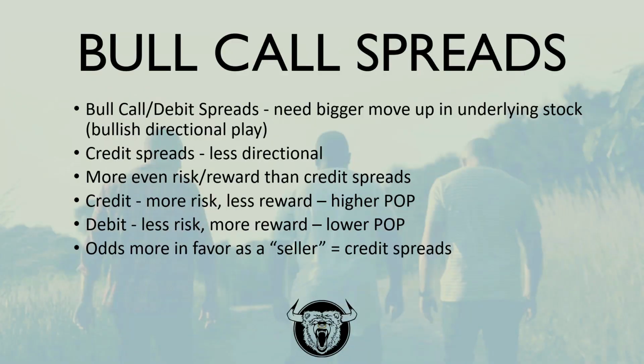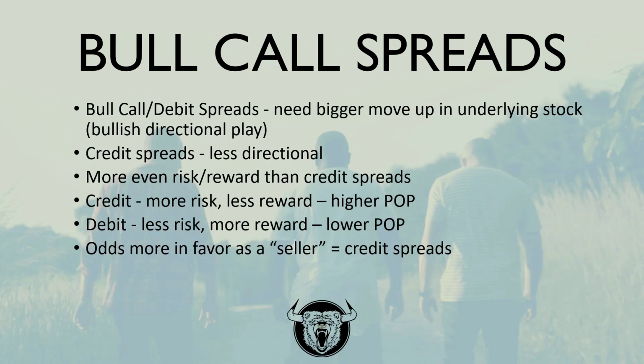So when you're doing a bull call spread, otherwise known as a call debit spread, you need a bigger move up in the underlying stock. It's a bullish directional play. With a credit spread, it's less directional. When you're buying a call or buying a put, you need a big move up or a big move down in the stock.